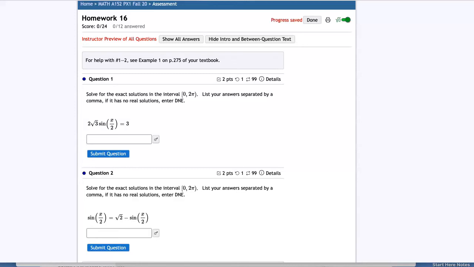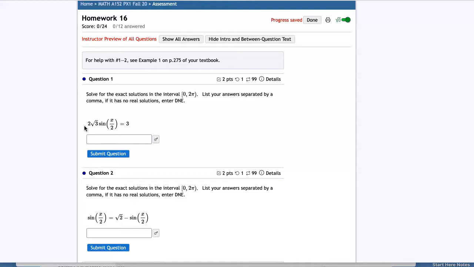Welcome to Lecture 16. Here we are continuing our study of trigonometric equations. So let's start with question number 1. We have the equation 2 root 3 sine of x over 2 is equal to 3, and we need to solve this on the interval from 0 to 2 pi.